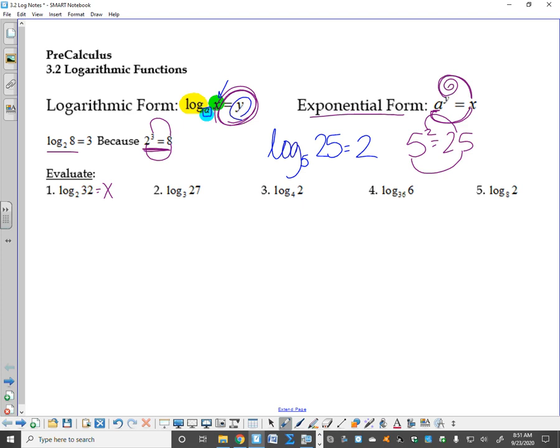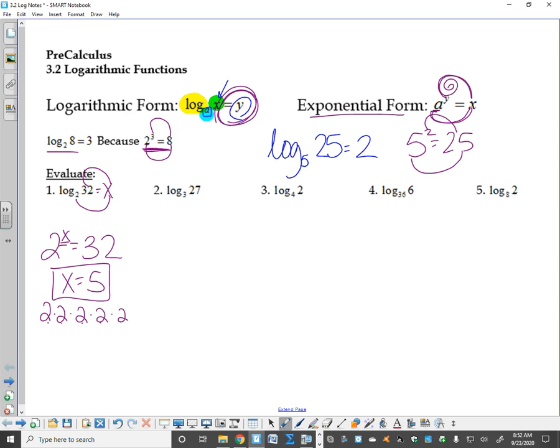So if I snail this, this is going to be 2 to the x equals 32. So now I just need to figure out what power I can raise a 2 to get to 32. Well, 2 times 2 is 4, times 2 is 8, times 2 is 16, times 2 is 32. 1, 2, 3, 4, 5. 2 to the 5th. 2 to the 5th equals 32.